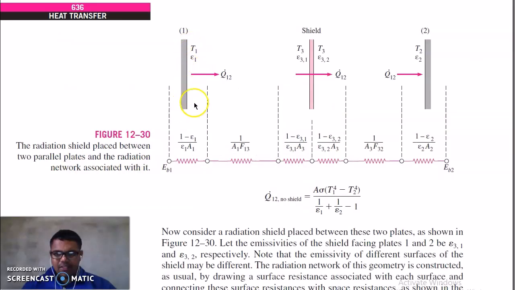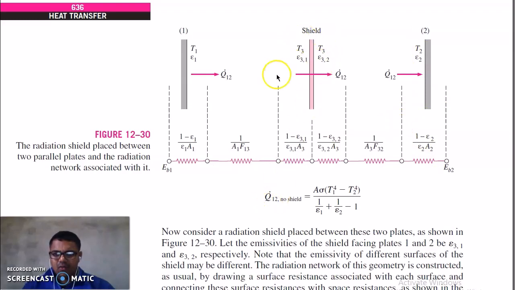So these are two parallel plates 1 and 2, and this is your radiation shield. Heat is transferred from the first plate to the second plate, and this shield is used to decrease the heat transfer rate between those two plates. You can see this is the resistance of this plate itself. This is the resistance due to this gap, and this is the resistance of this side of the plate. This is the resistance of this side of the plate. This is the resistance due to this air gap, and this is the resistance of this surface.